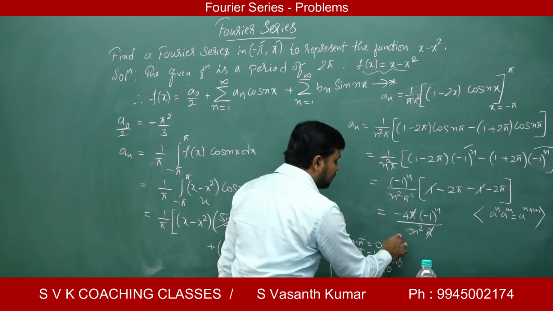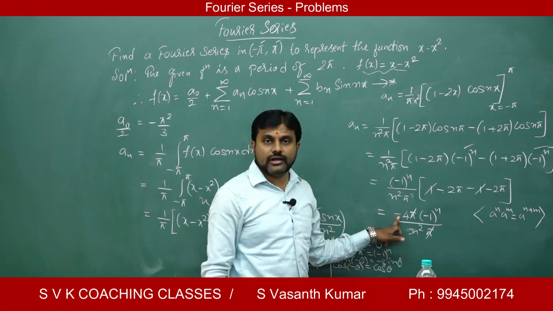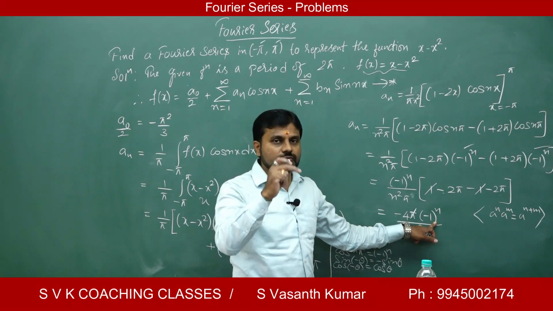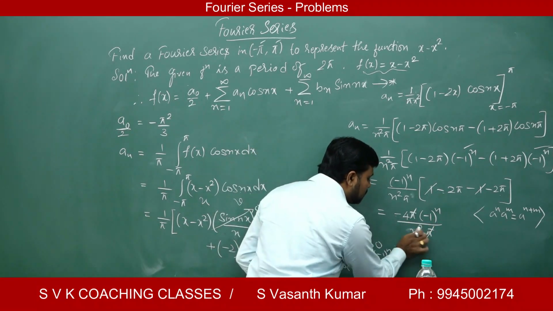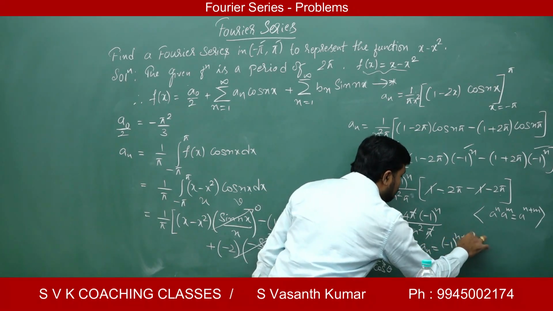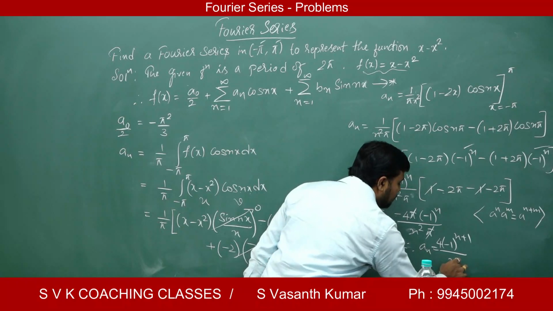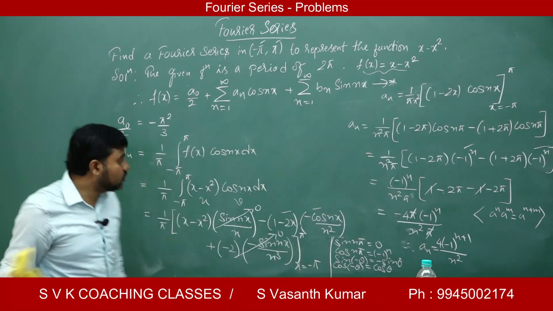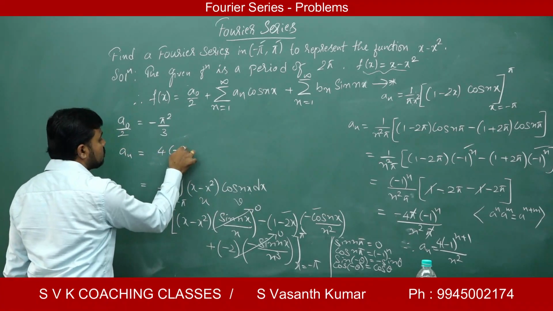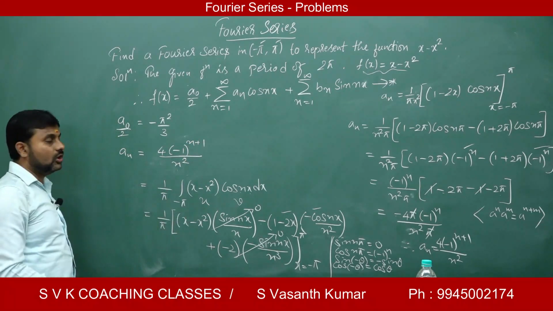Knowing this, we can apply minus 1 power 1 into minus 1 power n, which is minus 1 power n plus 1. Therefore an is 4 times minus 1 power n plus 1 divided by n square. Now we shall note down the value of an. An value is 4 into minus 1 power n plus 1 divided by n square.